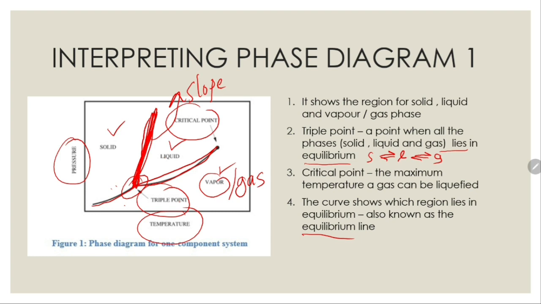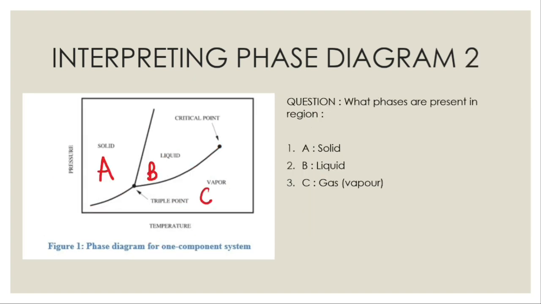Equilibrium means we use this reversible arrow. So solid, liquid, gas. The critical point is the maximum temperature at which a gas can be liquefied. Okay, let's do another example.